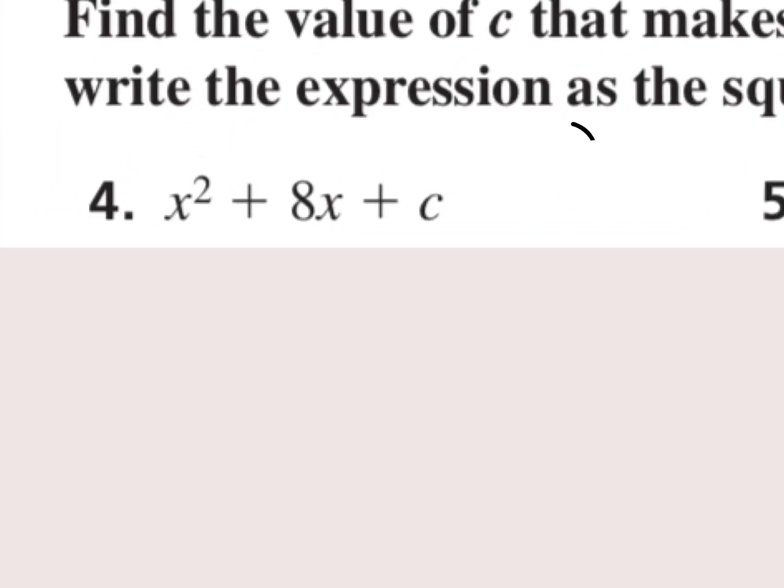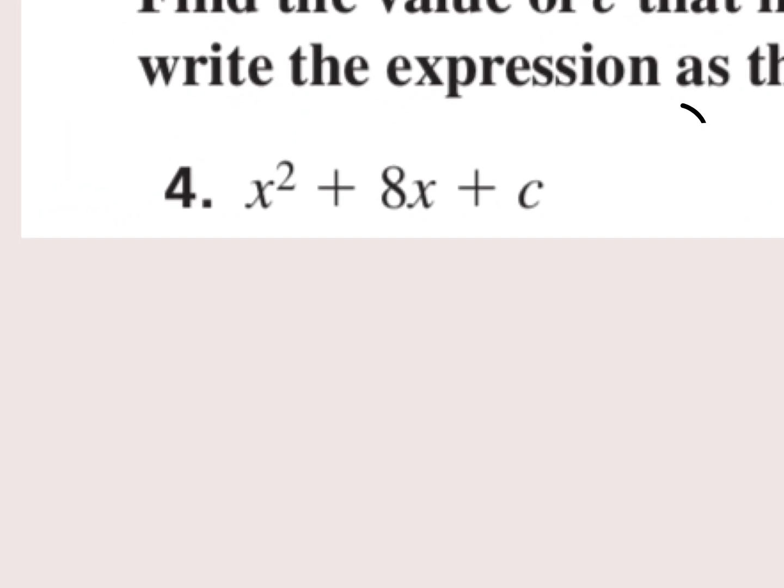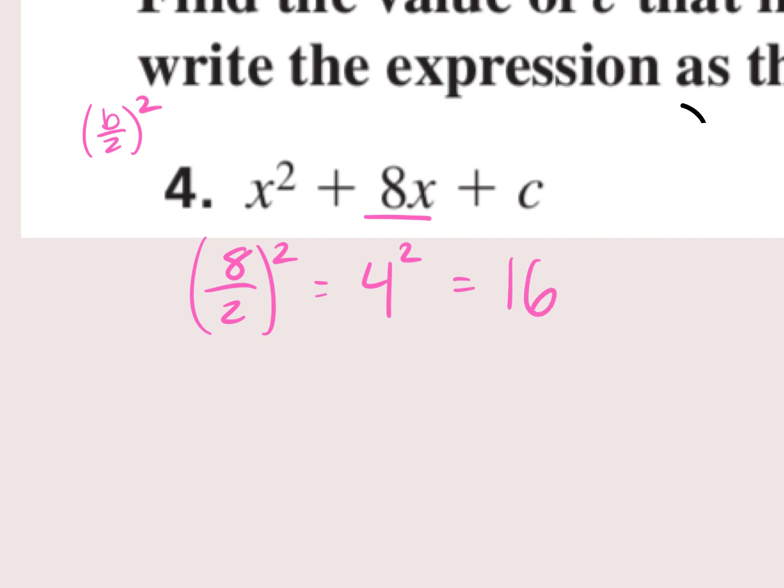Right, let's do it again with number 4. So what's the little formula that we use to complete the square? b over 2 squared. And what's our b here? 8. So it'd be 8 over 2 squared. What's 8 over 2? 4. And what's 4 squared? 16. So 16 is our value of c. That makes it a perfect square.